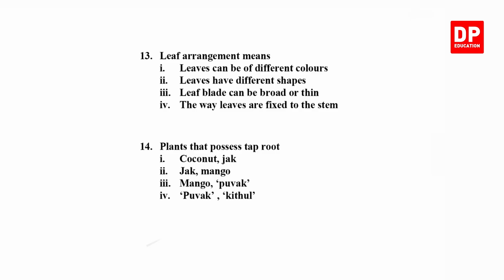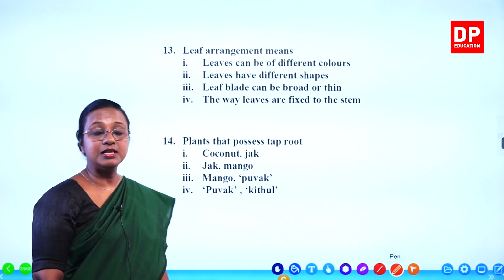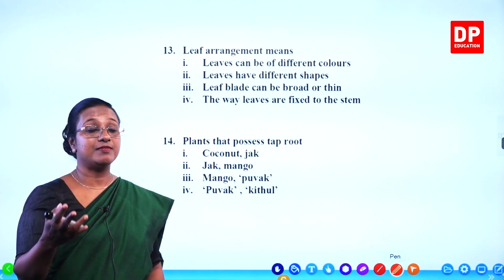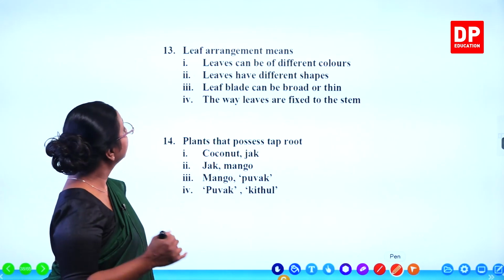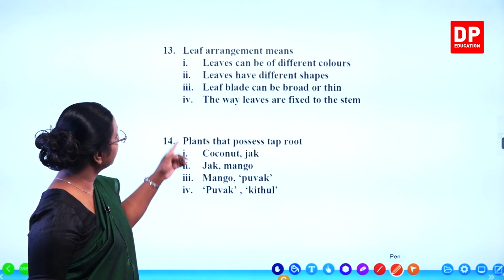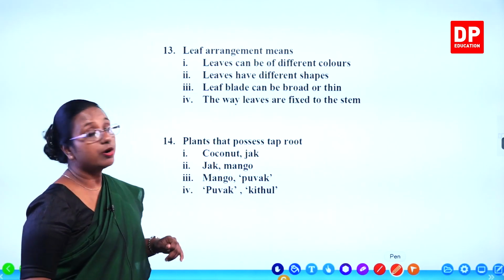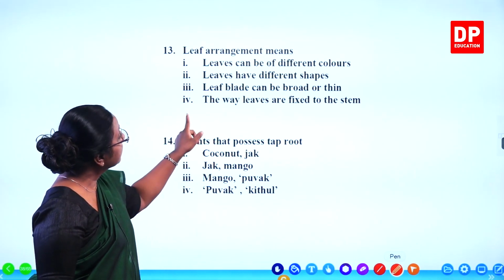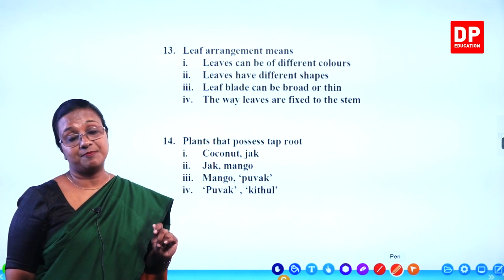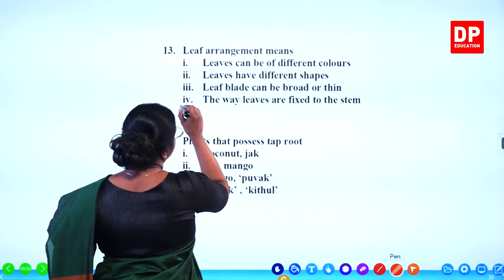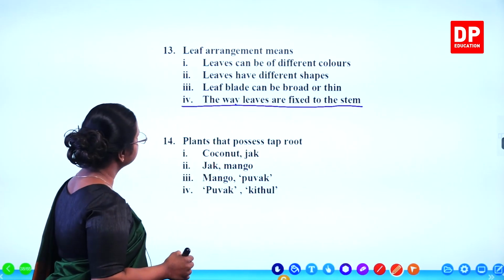The next one, leaf arrangement means leaves can be of different colors. Yes, that's possible. We have discussed crotons, different colors. You would have seen brown, yellow, maroon, different colors. Leaves have different shapes. That's also true. That is the diversity of leaves. Leaf blade can be broad or thin. That's also true. But those are not leaf arrangements. The way leaves are fixed to the stem, that is the meaning of leaf arrangement. So leaf arrangement means the way leaves are fixed to the stem.